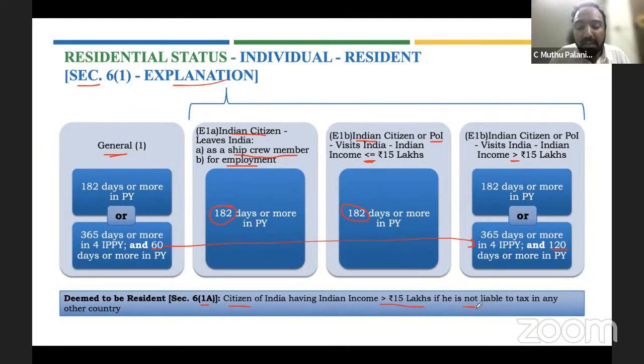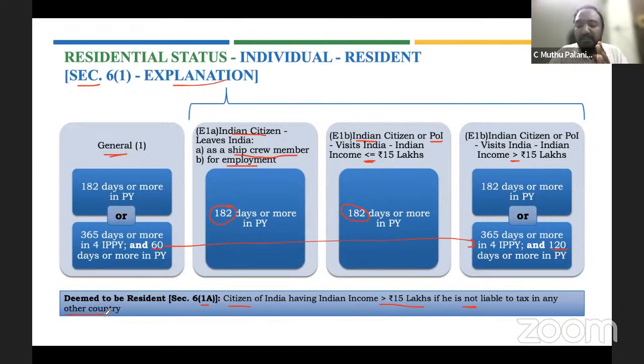And he is not liable to tax in any other country. For example, in the November 22 exam, you had a question which talks about a person from Dubai, who settled in Dubai. Now he is automatically a citizen of India settled in Dubai. Dubai does not charge tax on individuals.